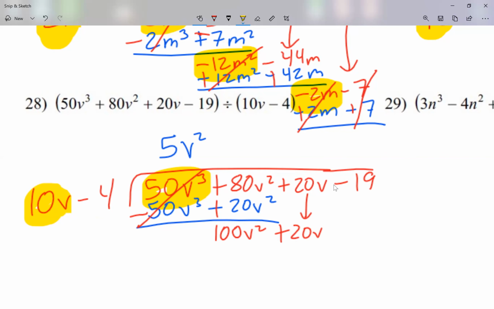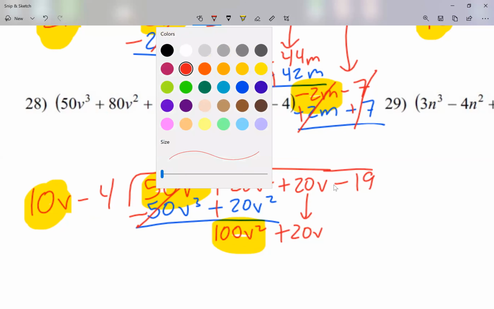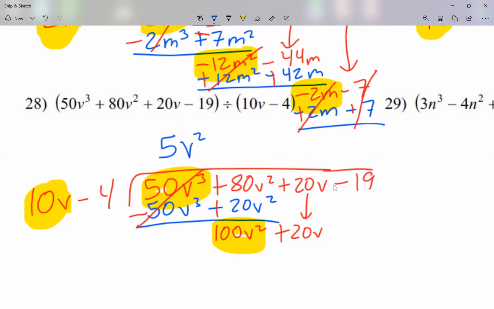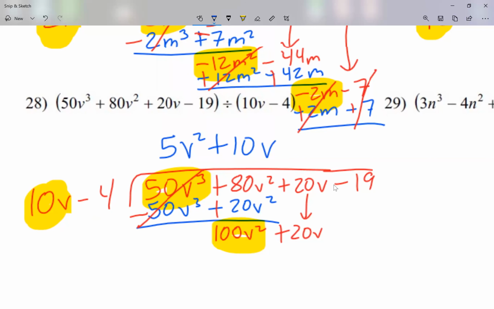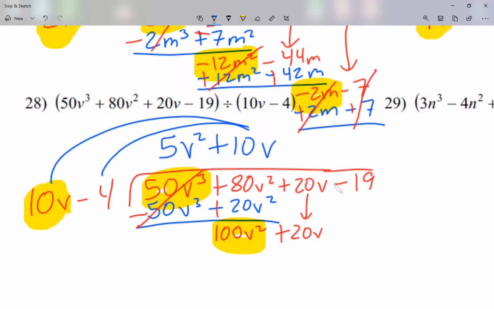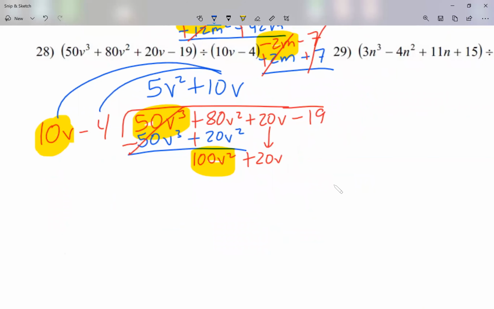So then I'm looking on the outside, 10v, I must multiply it to make it 100v squared. So number-wise, for 10 to become 100, I must multiply this by 10, right? Because 10 times 10 will give me 100. Letter-wise, v times v will give me v squared. So now let me multiply it, 10v times these terms. All right, 10v times 10v is 100v squared. 10v times a negative 4, that's a negative 40v.